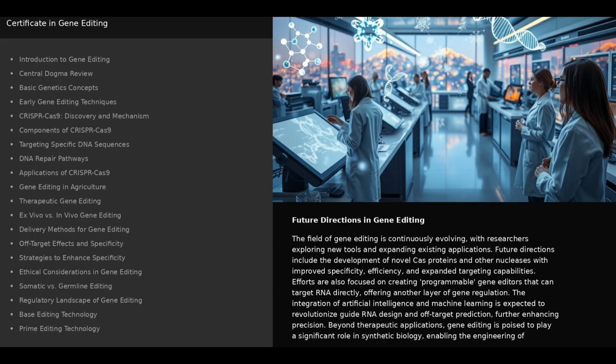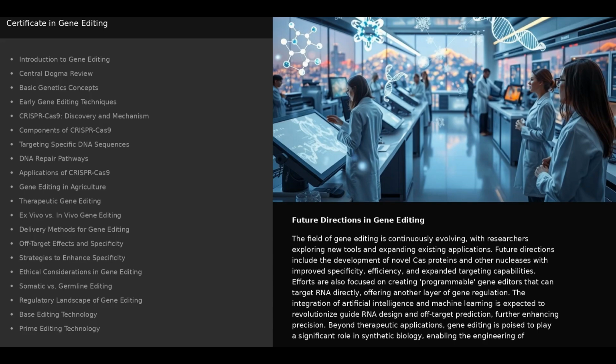The integration of artificial intelligence and machine learning is expected to revolutionize guide RNA design and off-target prediction, further enhancing precision. Beyond therapeutic applications, gene editing is poised to play a significant role in synthetic biology, enabling the engineering of organisms for biofuel production, bioremediation, and novel biomaterials.